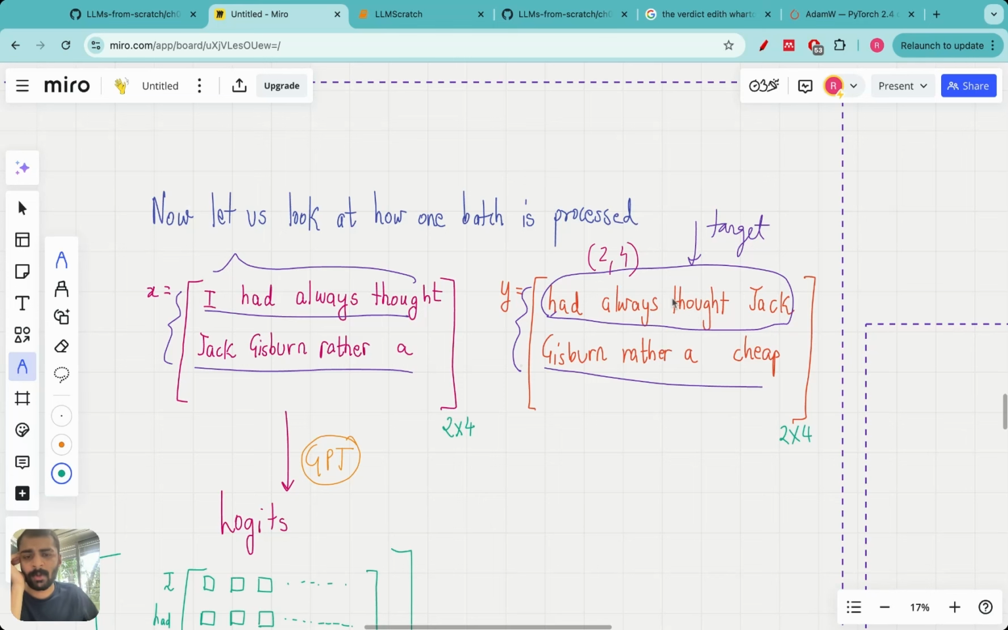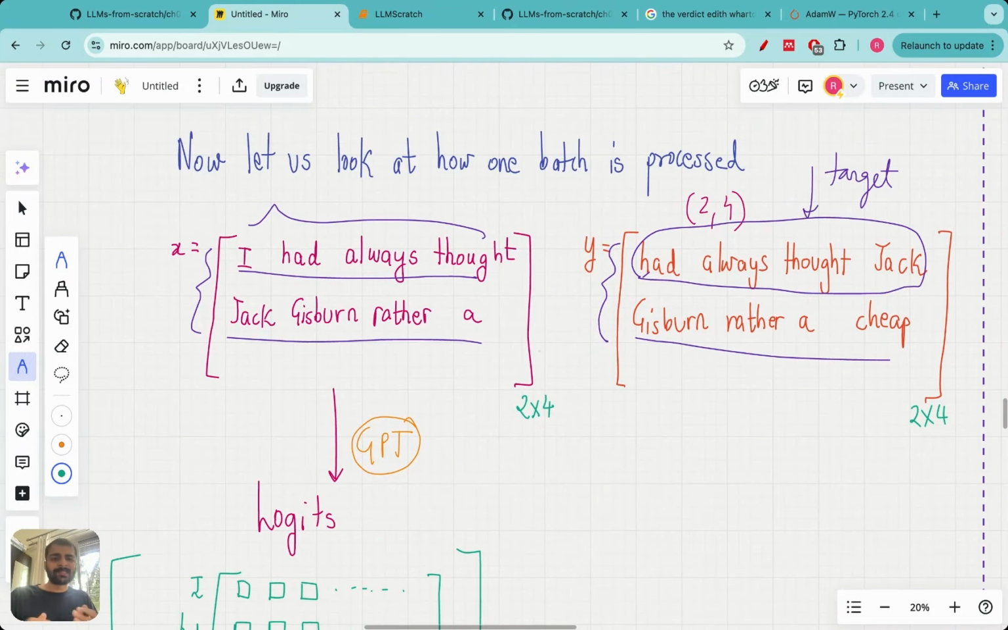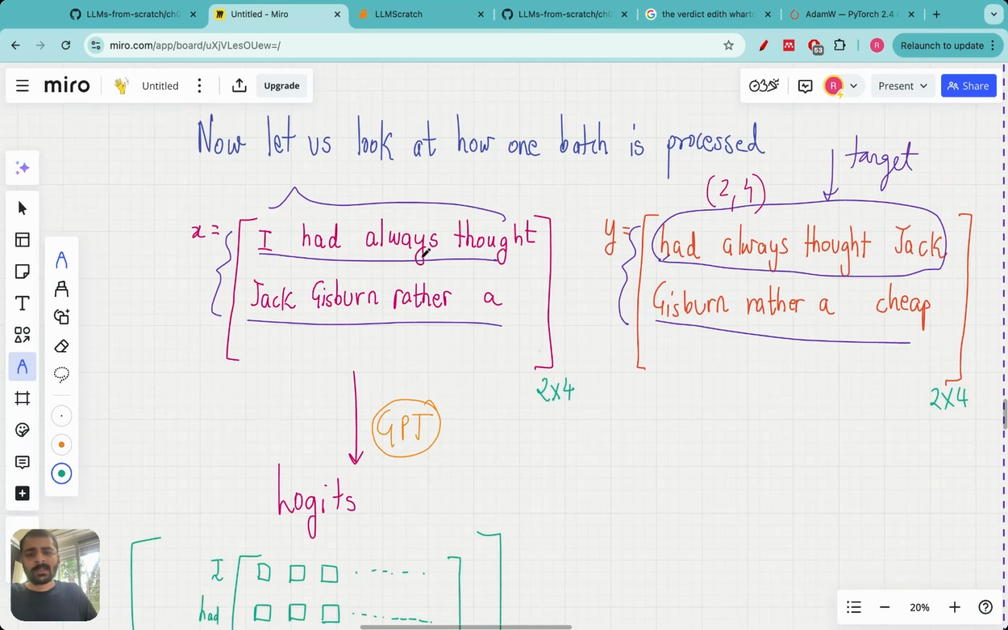Similarly, there will be a huge number of input and target batches once we split all of the dataset into input and target pairs, right? So that's the first step. And if you want to understand the details about how these input and target pairs are created, we have done that in a lot of detail in the previous lecture, so I'm not going to cover that right now. So these are the input and the target pairs.